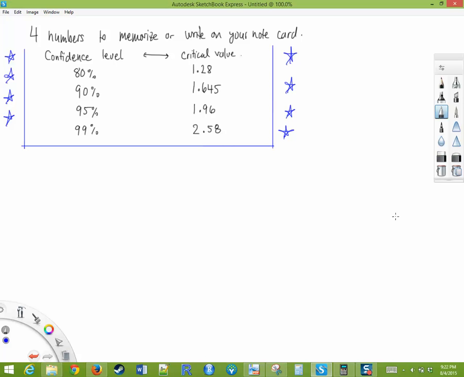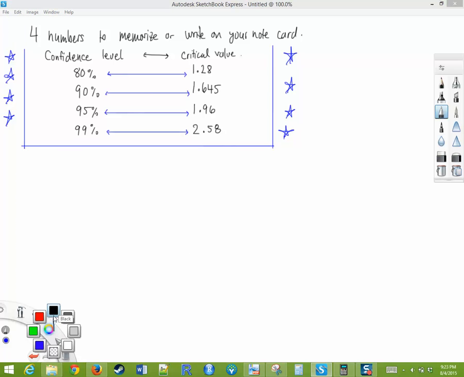Yes, so the 80% is correlated to 1.28. In case it wasn't clear, these go with each other. The 99% matches to the 2.58, 95% matches to 1.96, 90% goes with 1.645, and 80% goes to 1.28. So you need these pairs. Memorize your one.